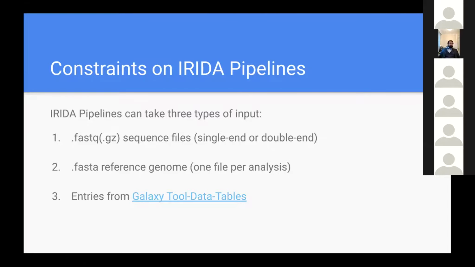So in Galaxy, there's a system for persistently storing data that you might want to reuse several times. For example, an index of a human genome or an index of a specific reference genome that you want to be reusing for many analyses. So if you have data stored in Galaxy tool data tables, you can also feed that into IRIDA pipelines.